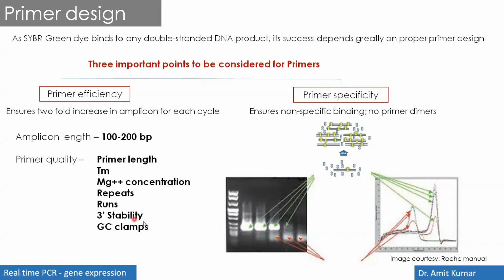Also, the 3' stability should be ensured because at the 3' end, your amplification starts. And also, it should not form any GC clamps. That we will see in the next slide, what it means. So this is about the primer efficiency.